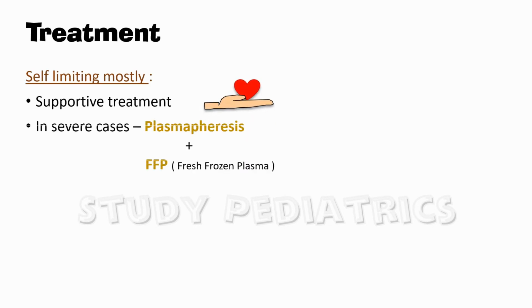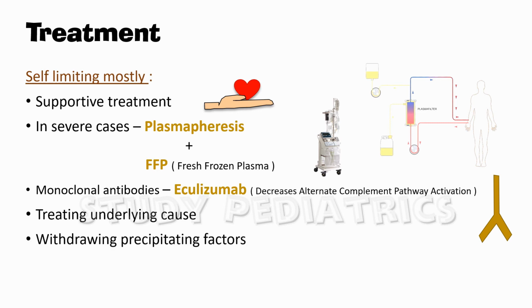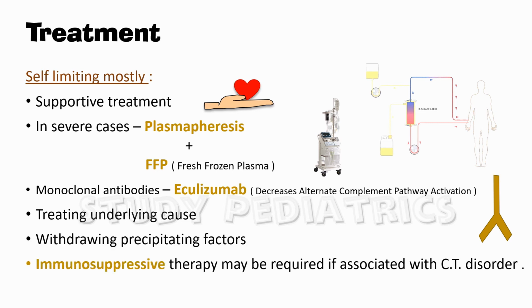Finally, let's come to the treatment. Since the disease is mostly self-limiting, we give supportive treatment, but in severe cases plasmapheresis and FFP, fresh frozen plasma, may be used. Monoclonal antibodies like eculizumab, which decreases the alternate complement pathway activation, is also helpful. Also, one should consider treating the underlying cause or withdrawing the precipitating factors. Immunosuppressive therapy may be required if associated with connective tissue disorders.